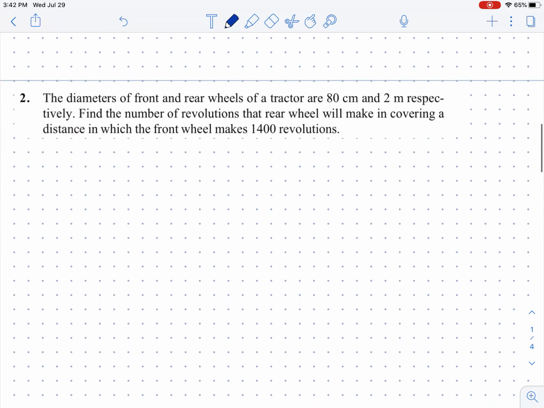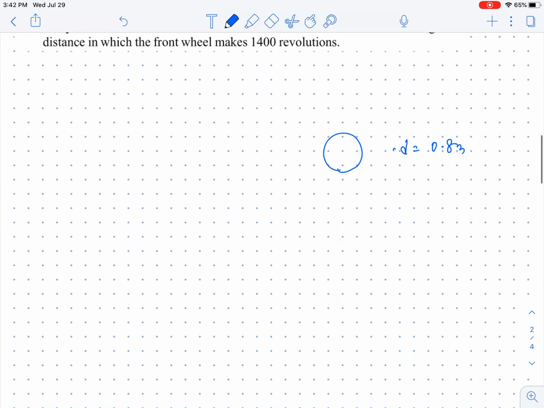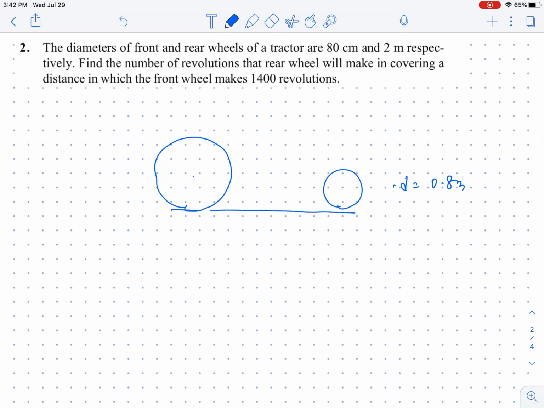Now see one more interesting question. They are saying the diameter of front and rear wheel. If you have seen a tractor, the front wheel is of 80 centimeter. This is a smaller radius. You can say diameter is equal to 0.8 meter. And for the back wheel, the diameter is 2 meter.